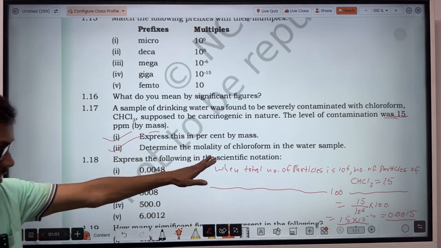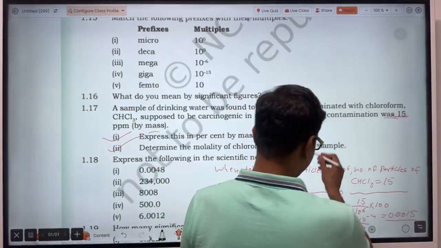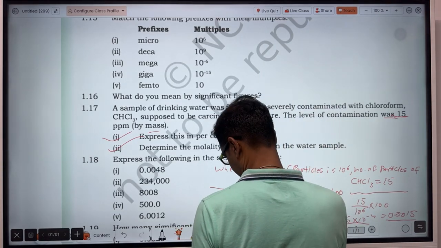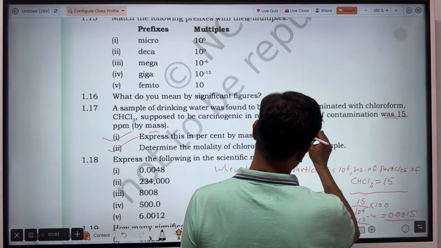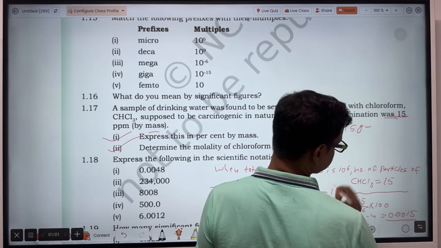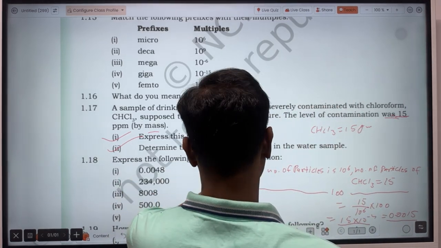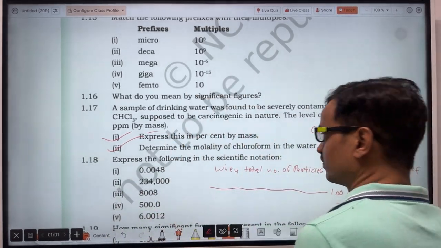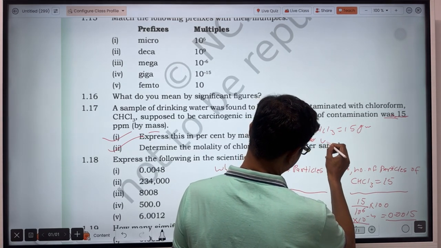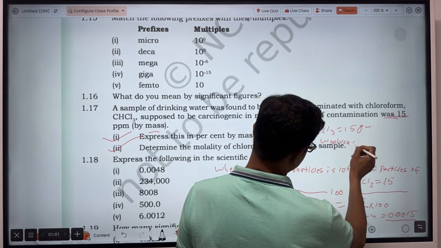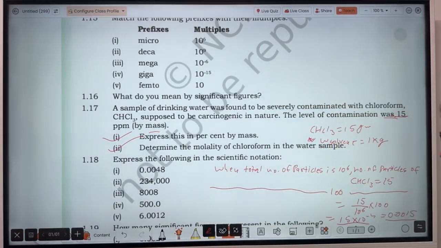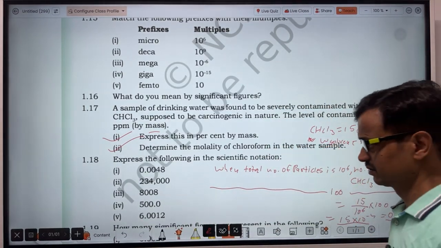Okay. How to do this question? The total mass of chloroform will be how much? Total mass of chloroform will be 15 gram. Molality means if the total mass of the solvent, that you have to take 1 kg. So the mass of solvent you have to take 1 kg. Okay, in that one you can find out.